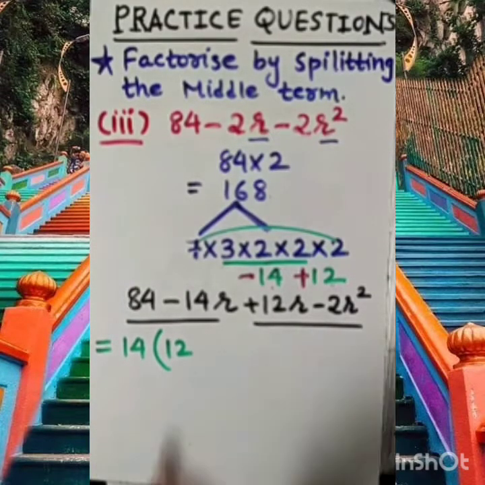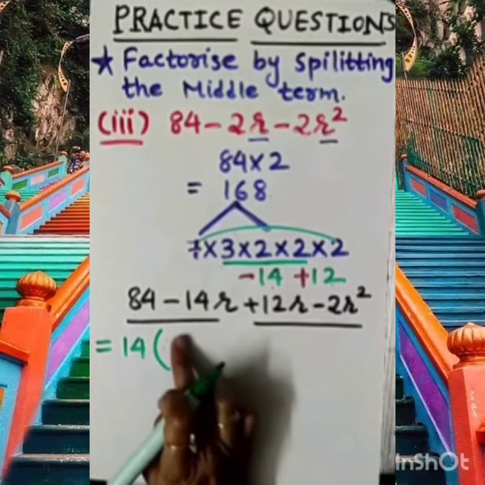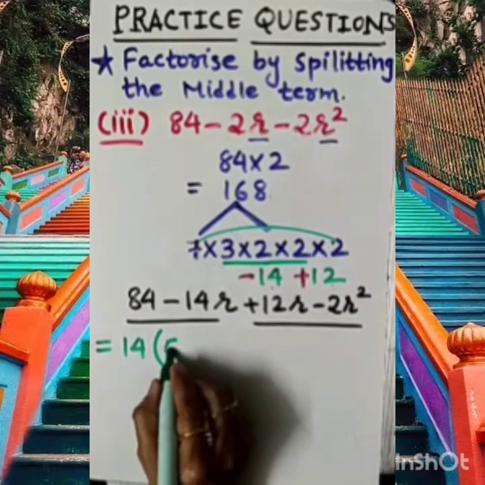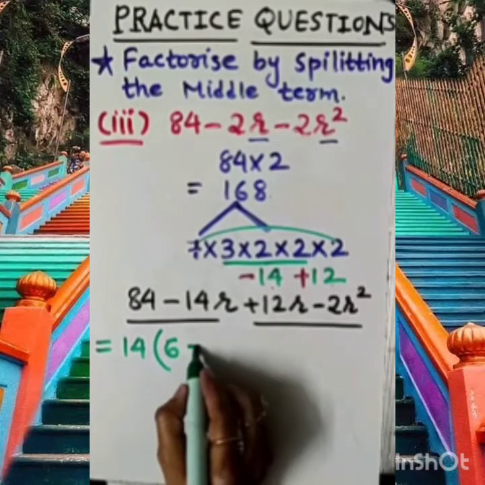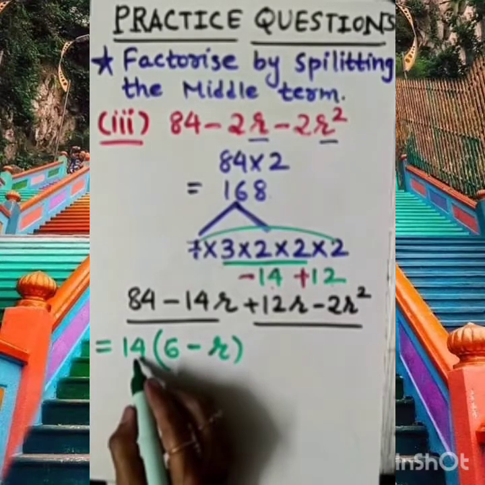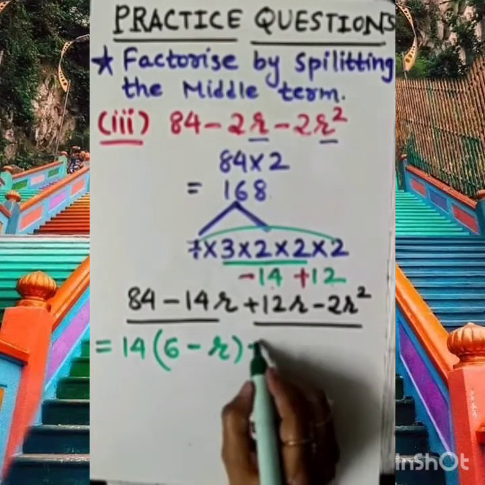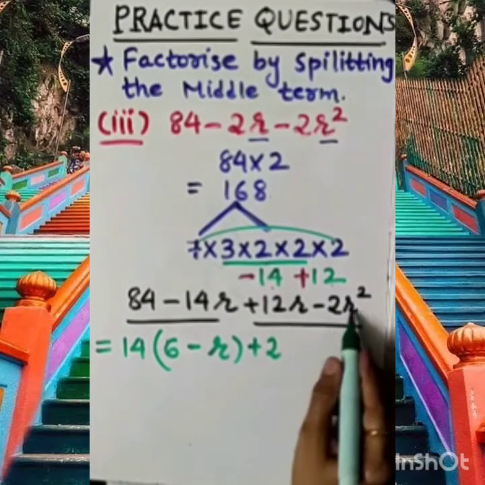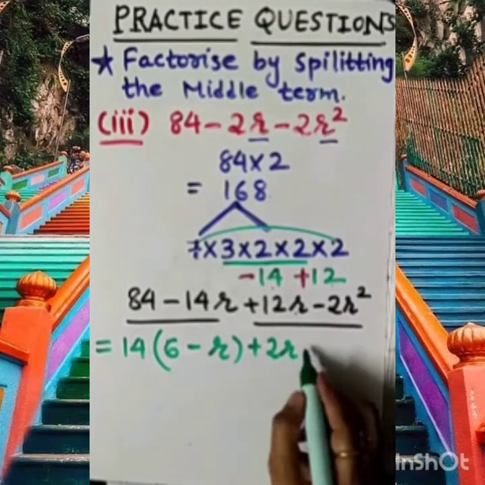Here it will be 6. Here it will be 14, 6 into 84. Not 12, here it will be 6. And minus, here it will be r, because 14 is already outside. From these two terms, only 2 is common. And one r is also common, you can see.